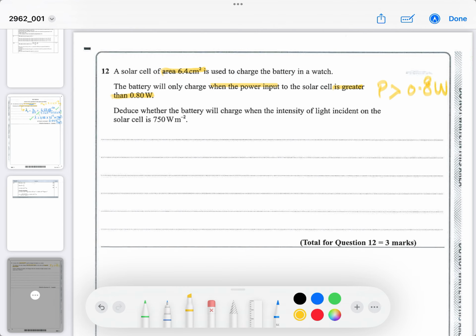Okay, you've got to deduce whether the battery will charge if they tell you that the intensity of light is 750 watts per square meter. So there's an equation where the intensity is defined as the power in watts divided by the area in meters squared. So we know the area, yeah? We already know the area here. So put that into meters squared and we know the intensity.